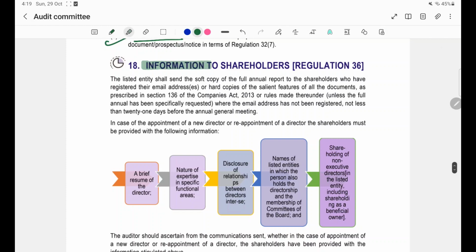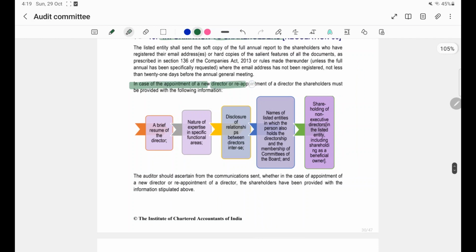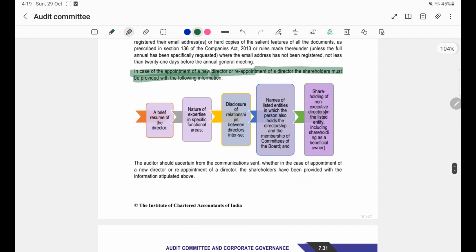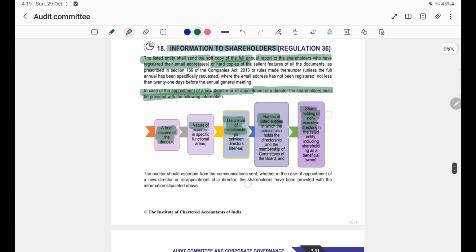Now the next topic is information to shareholders. In case of appointment of a new director or reappointment of a director, the shareholders must be provided with the following information: brief resume, nature, disclosure of relationships, name of listed entities, shareholding of NED. See, the listed entity shall send a soft copy of full annual report to those shareholders who have registered their email addresses or hard copies. Now, not less than 21 days before the annual general meeting.